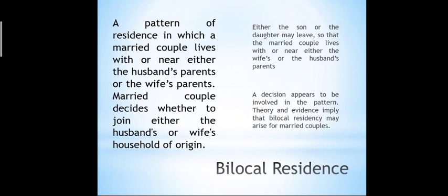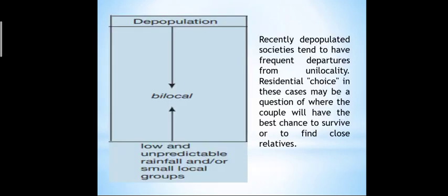A few other variables may support bilocal residency in hunter-gatherer communities. Departures from unilocality are common in recently depopulated cultures. A decision appears to be involved in the pattern. Theory and evidence imply that bilocal residency may arise for married couples. In these instances, the couple's decision of residence might be based on where they have the highest chance of surviving or finding close relatives. Recently depopulated societies tend to have frequent departures from unilocality.